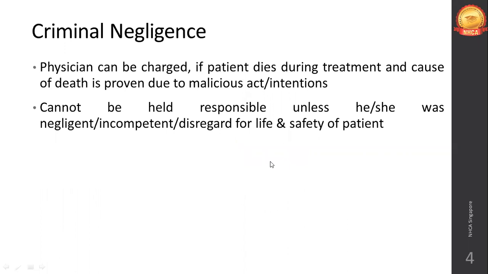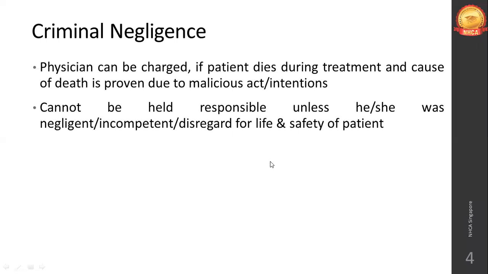coming to criminal negligence, a physician can be charged if the patient dies during treatment and the cause of death is proven to be due to a malicious act or intention. Every surgery, every time the patient is under anesthesia or sedation, there is a certain amount of risk that could cause death. Natural causes, or natural risk that is affected by the surgery that could lead to death, is always present. So if a patient dies because of those natural causes, you cannot sue the doctor, or the doctor is not liable here.